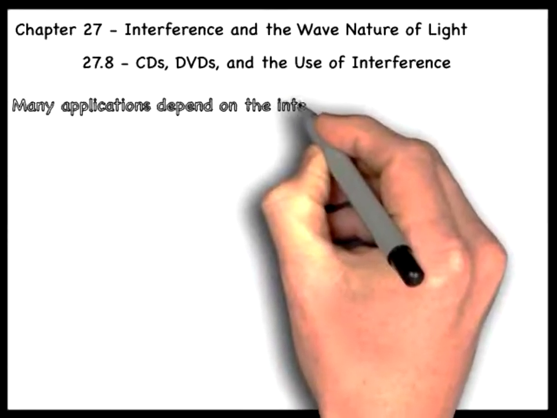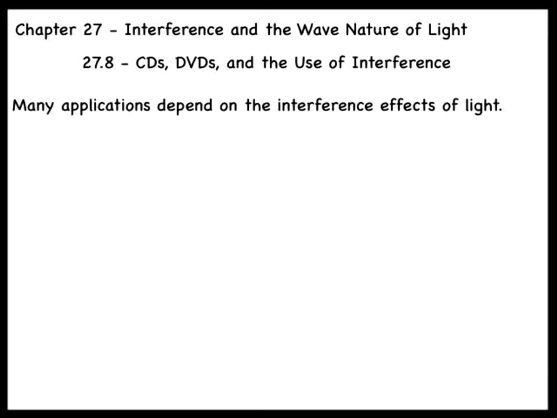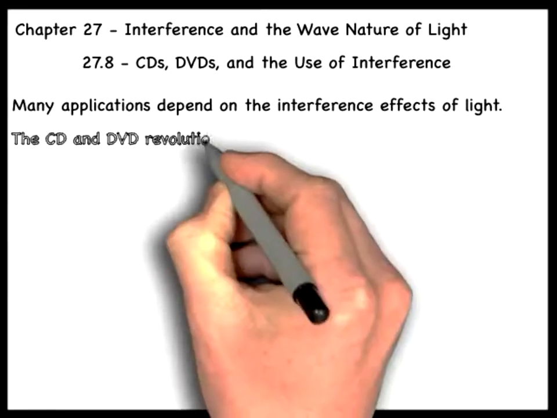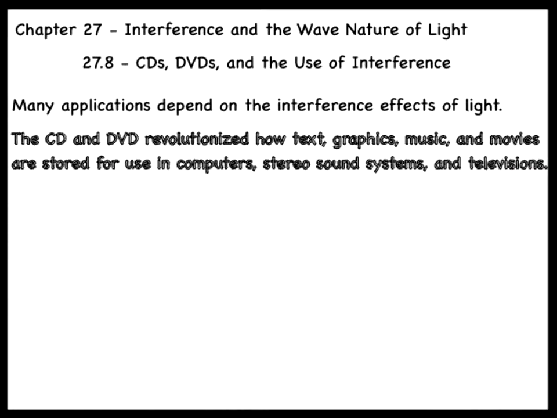Many applications depend on the interference effects of light. Let's focus on one of these, which is the physics of compact disc and digital video disc, more commonly known as CDs and DVDs. The CD and DVD revolutionized how text, graphics, music, and movies are stored for use in computers, stereo sound systems, and televisions, although they are less frequently used today, since movies and music are commonly live streamed or downloaded from the web.